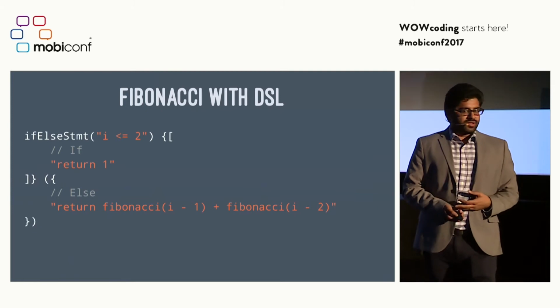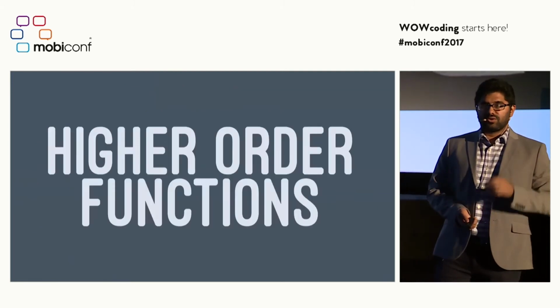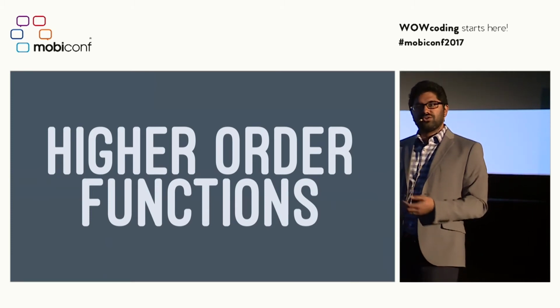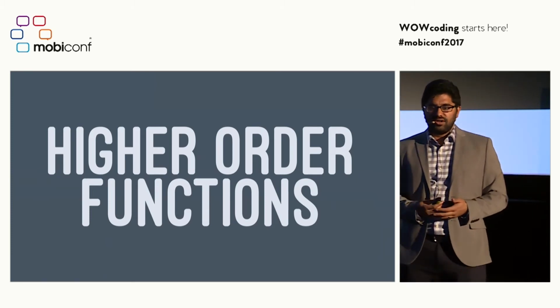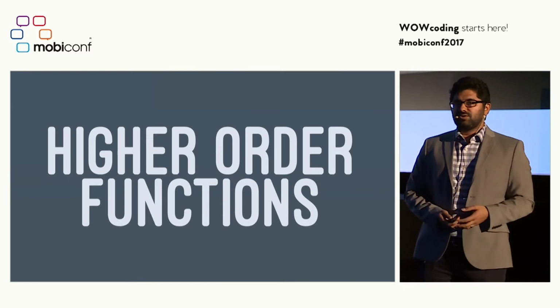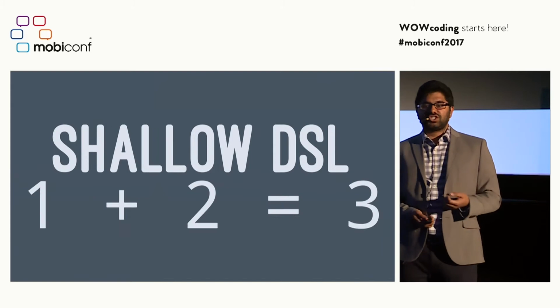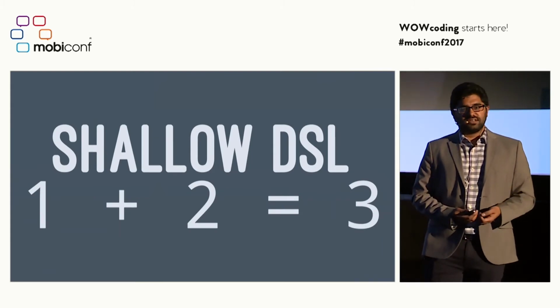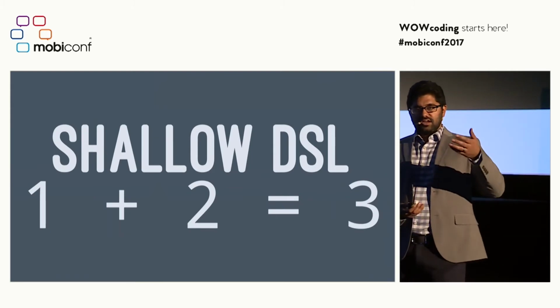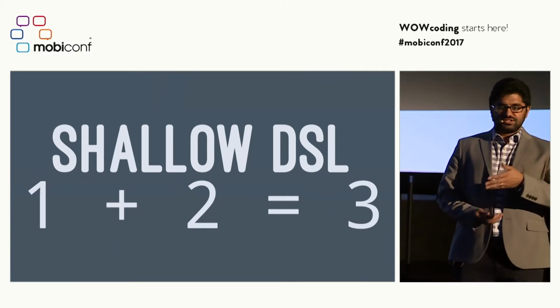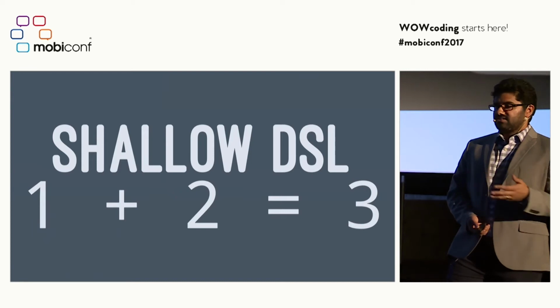And this wouldn't really be possible without higher order functions. Higher order functions allow you to pass and return functions as arguments, so they allow you to build composable and modular abstractions. And higher order functions are really valuable when you're creating shallow DSLs. Shallow DSLs are like a fixed representation of computation. So 1 plus 2 equals 3 is an example of a shallow DSL.